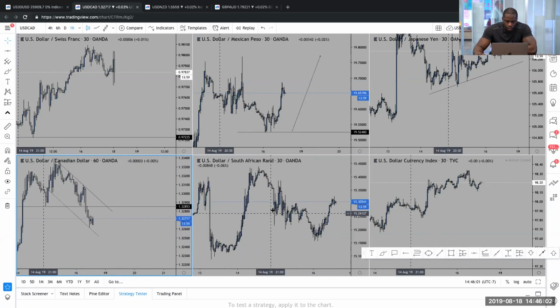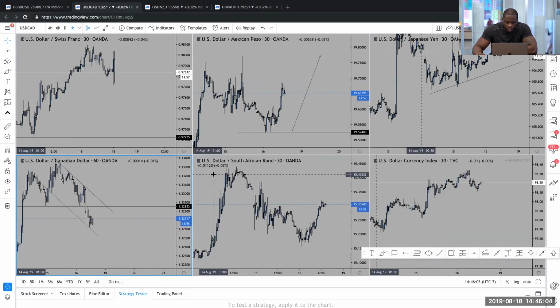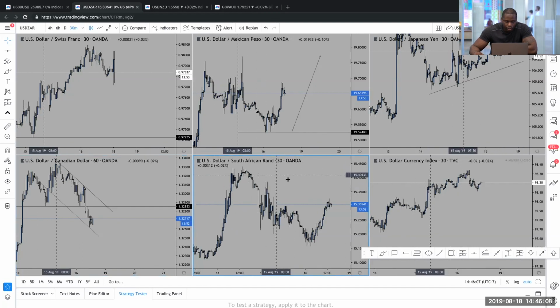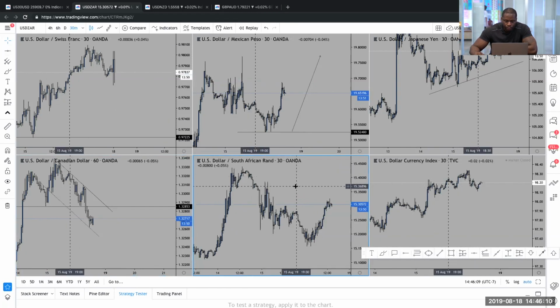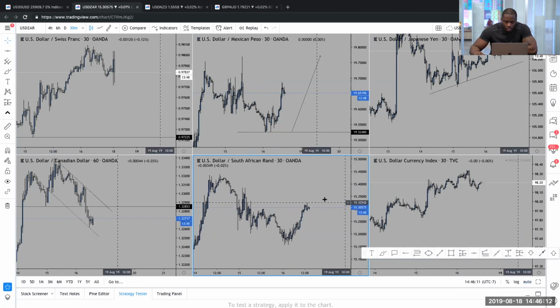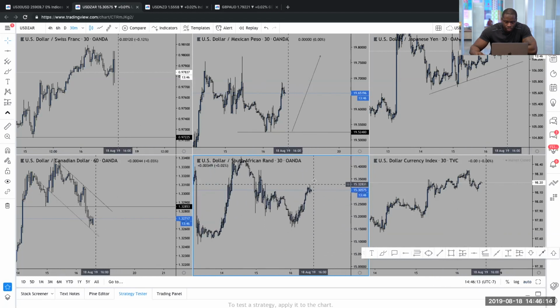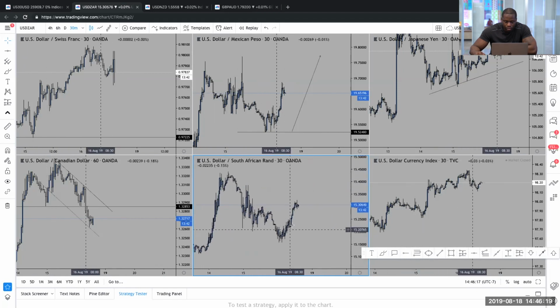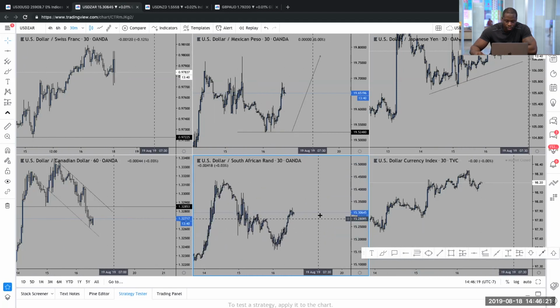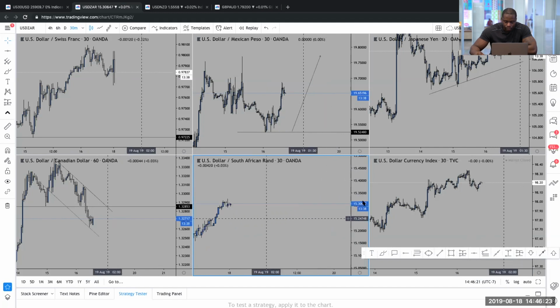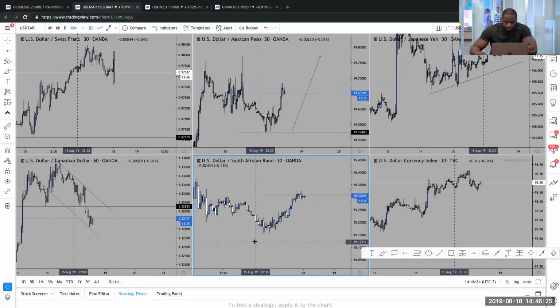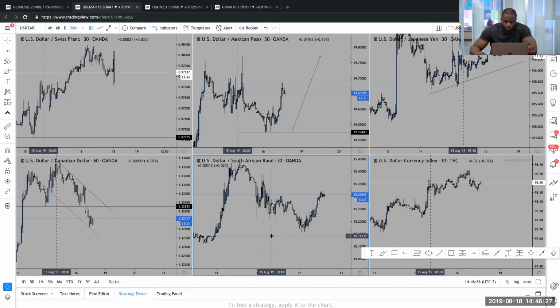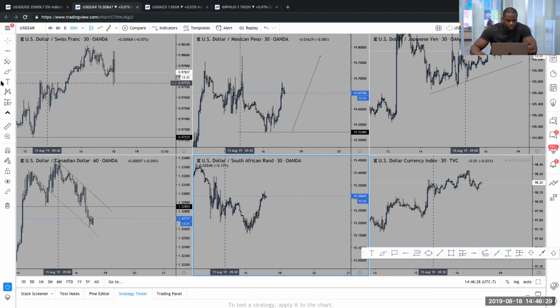And then we have USD versus the South African rand, so it's USD ZAR. So this is also completely an uptrend. You can see that it finished doing its correction and now it's making this impulse move to create a new high. Also on the support level as well. So this is a complete uptrend.